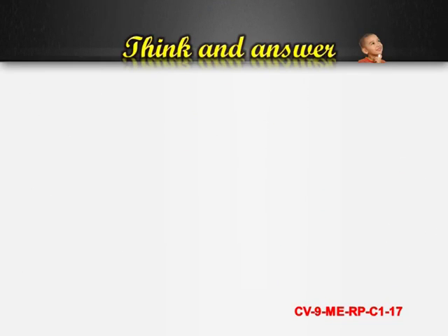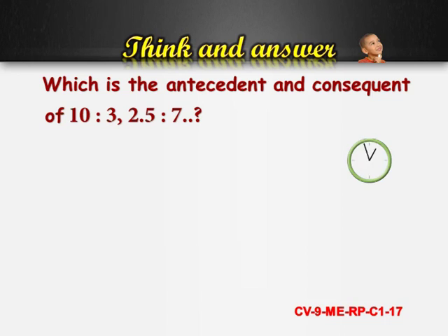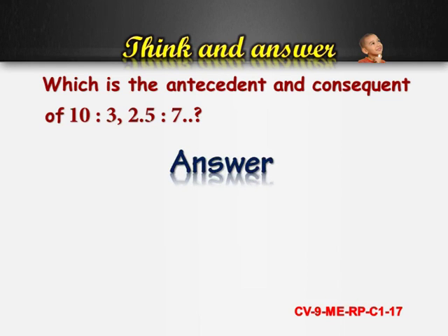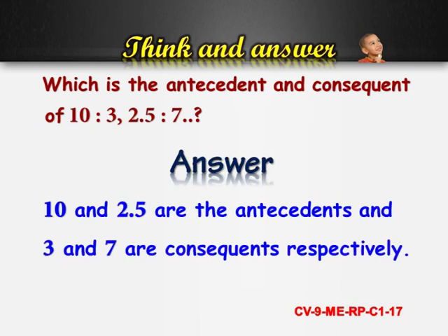Think and answer. Which is the antecedent and consequent of 10 is to 3, 2.5 is to 7? Answer: 10 and 2.5 are the antecedents and 3 and 7 are consequents respectively.